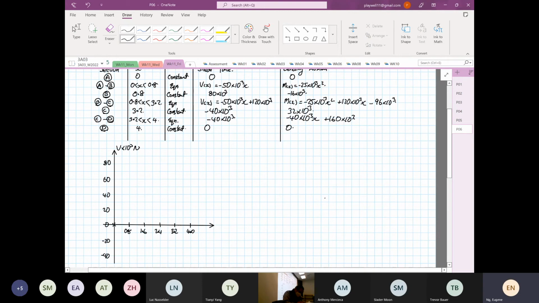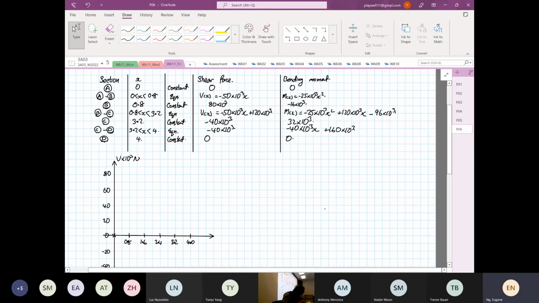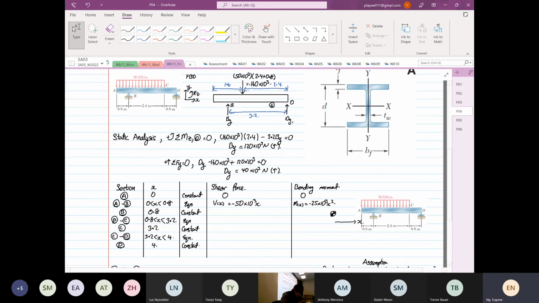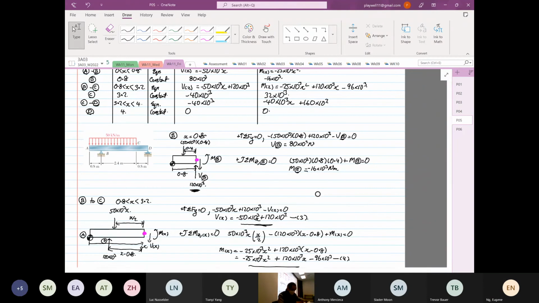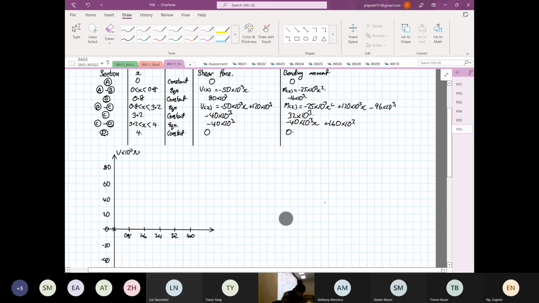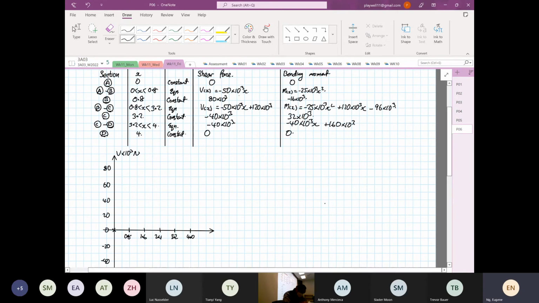So we know that at point A, shear force is 0. A to B, you have negative slope. Hold on, I think I got point A wrong. Probably one of these is wrong. At point B, minus 50 power 3 times 1.8 plus 120 power 3. Oh, it's correct. Nothing is wrong. Sorry. So if we use the equation from A to B, 50 power 3 times 0.8 is minus 40.